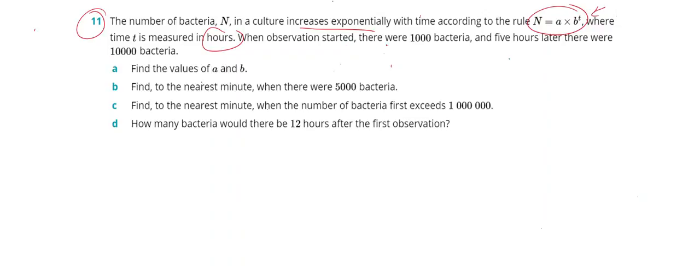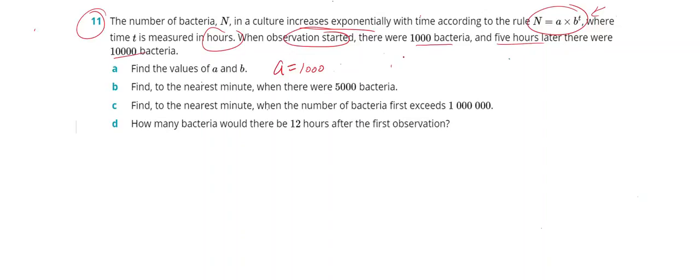When observation started, there are 1,000 bacteria. 5 hours later, there were 10,000 bacteria. So when observation started, the initial value is 1,000 bacteria. So I know my a value is automatically 1,000. Okay. 5 hours later, there were 10,000 bacteria.